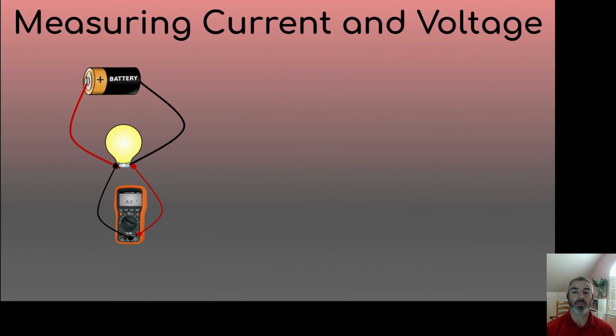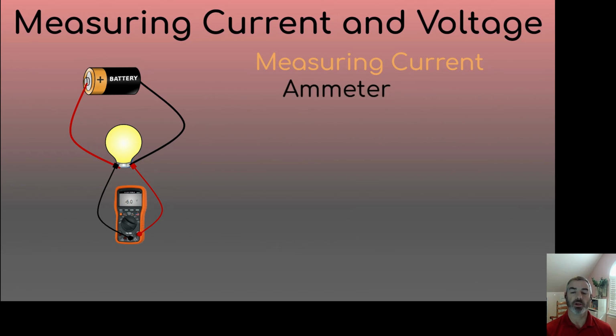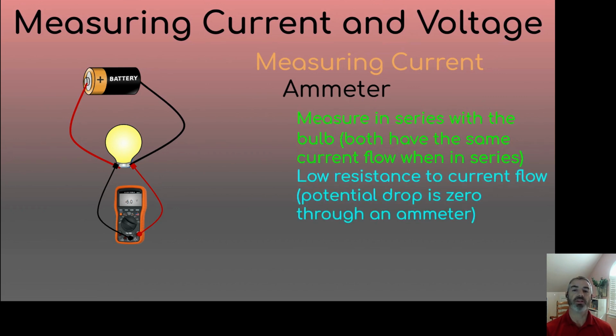So next we're going to talk about measuring current. For current, we use an ammeter, so the multimeter would be set up as an ammeter. We measure that in series with the bulb because we want to know how much current is flowing through the bulb, so it has to be in series with the bulb. Now, an ammeter has a very low resistance, so basically there's no potential drop through the ammeter.